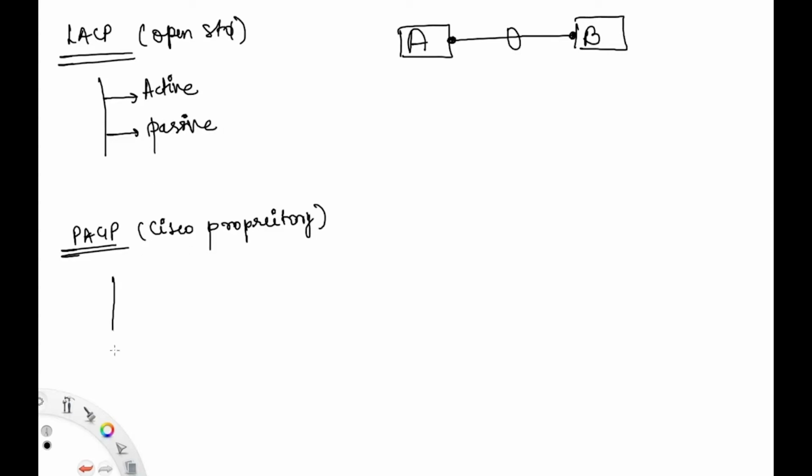Right? In PAgP again, you have similar modes of your interfaces. One is called auto and the other one is called desirable. Now the question is, what is active? If I am configuring an interface under the LACP active mode, what does that mean?